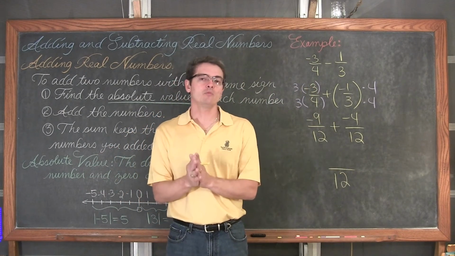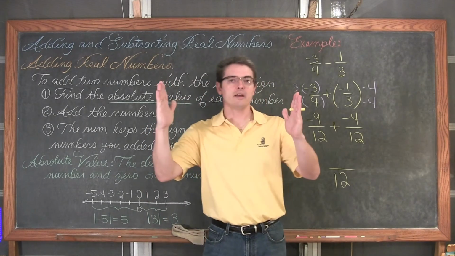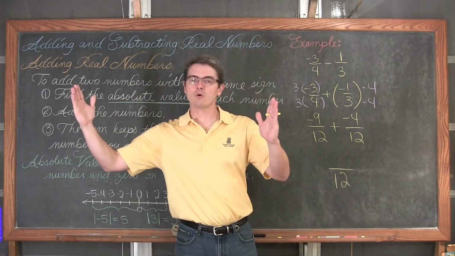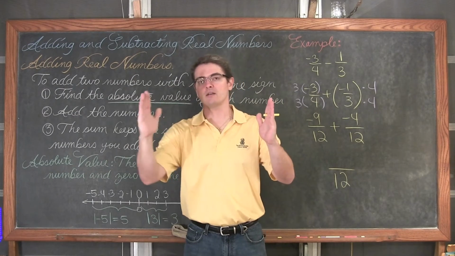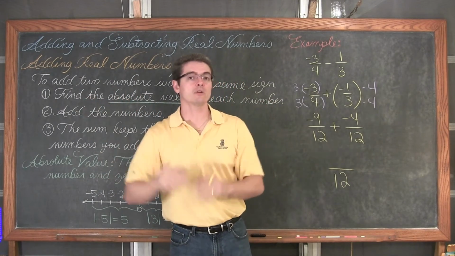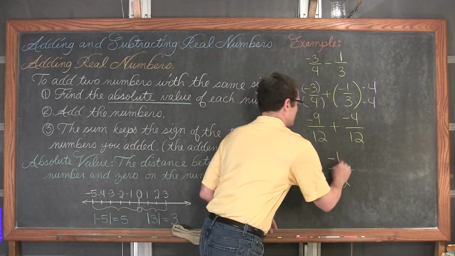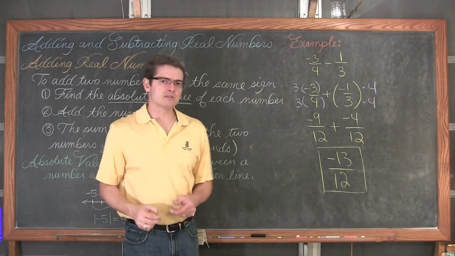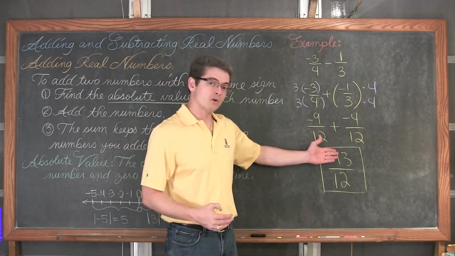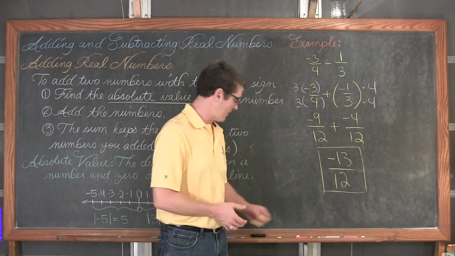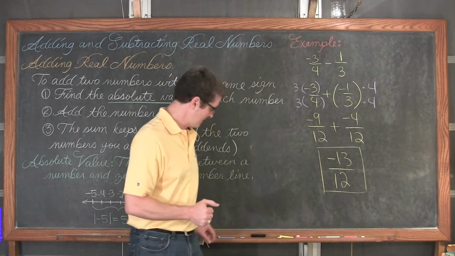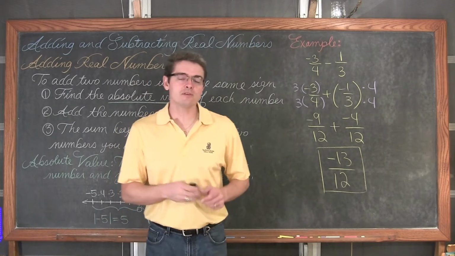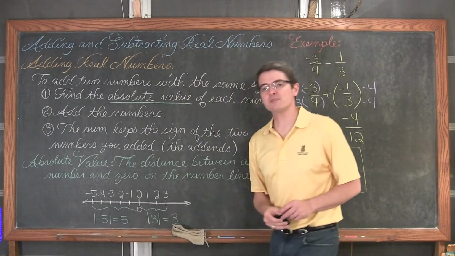Or you can think of that movement on the number line, left 9 spaces, left 4 more spaces, and if you count out the 9 to the left and another 4 to the left, you're going to end up at negative 13, and that is the answer. And I'm going to leave this fraction with the numerator larger than the denominator. That's called an improper fraction, and I'm going to go ahead and leave it that way. So that is the end of our third example of adding numbers with the same sign.